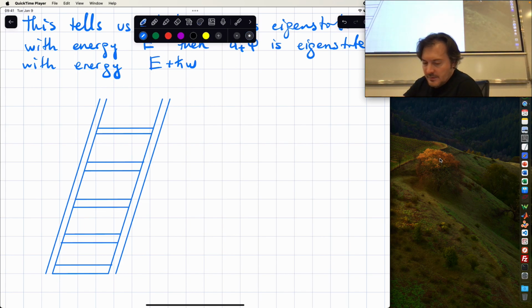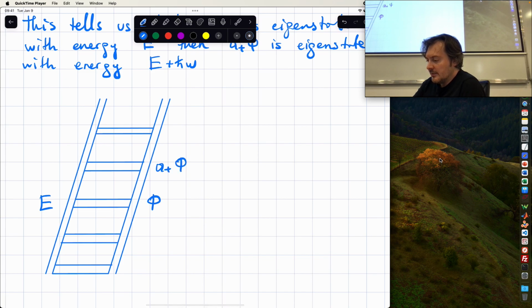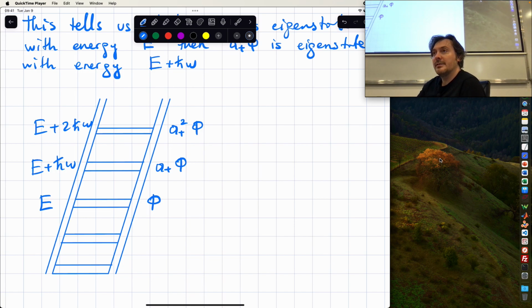Well, what does it tell you? It tells you that you have an eigenfunction at energy E. You go to A plus phi and you get energy E plus H bar omega. Okay? You do another A plus squared phi and you get E plus 2H bar omega, right? And you can show that, and we are not showing it, you can go down as well in a similar fashion, to E minus H bar omega, and you can also go down twice if you are high enough.